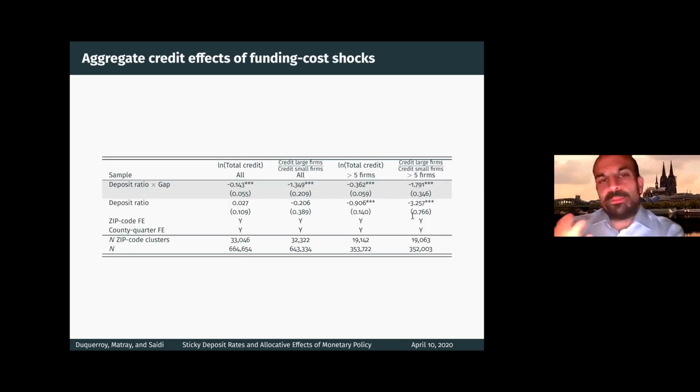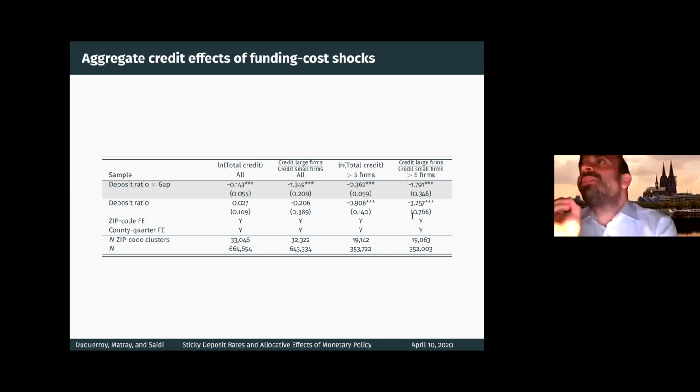What do we find? We find that even at the city level, those with greater exposure to regulated deposit banks, because the firms that reside in these cities rely more on these regulated deposit banks, we see less credit being granted when the funding cost gap goes up. And it affects primarily the large firms, not the small firms, which explains the negative coefficient in the second column. Why is this important?